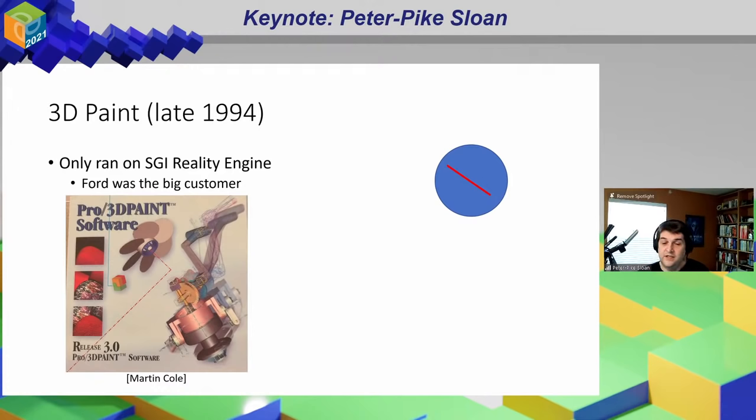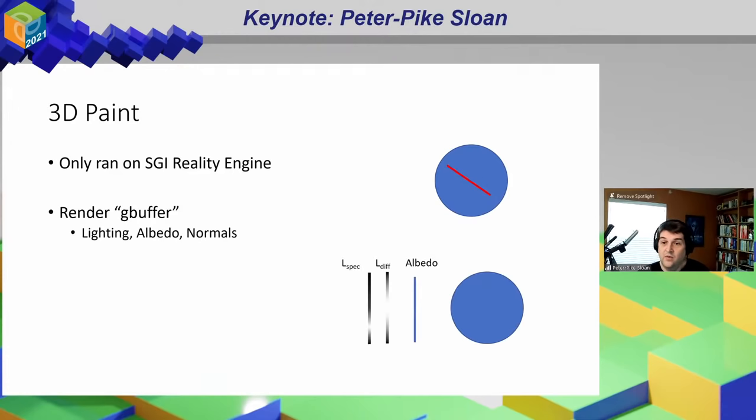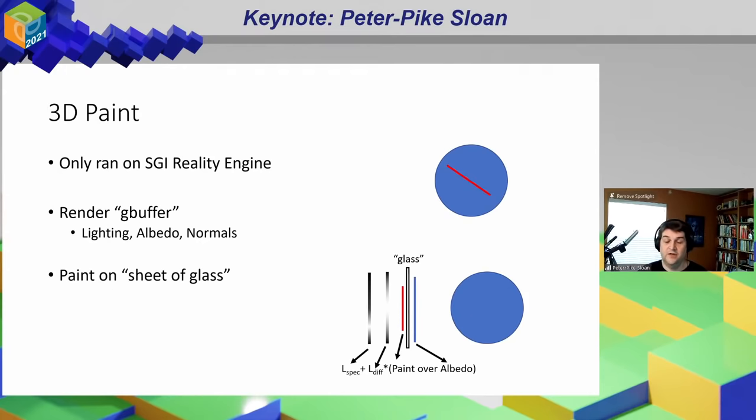And the way we did this on these SGI hardware was essentially a form of deferred rendering where we'd render out a G buffer. So lighting layers, specular and diffuse were separate because you would multiply albedo by diffuse and add specular. And then we'd also render out some normals and other things. And then the act of painting for us was essentially you're painting on a sheet of glass in a fixed camera and you're using compositing math to essentially update these dots. The SGI hardware had 12-bit frame buffers at the time. So this became an issue when we moved to software later.